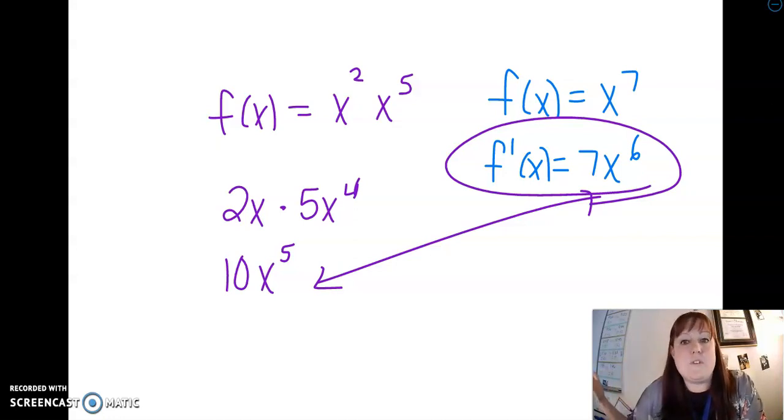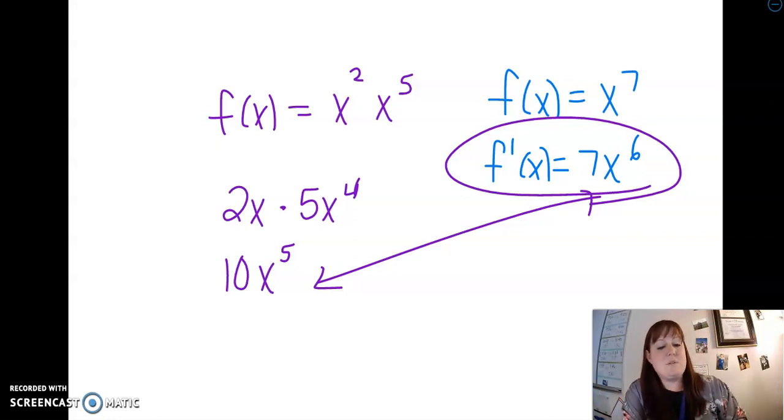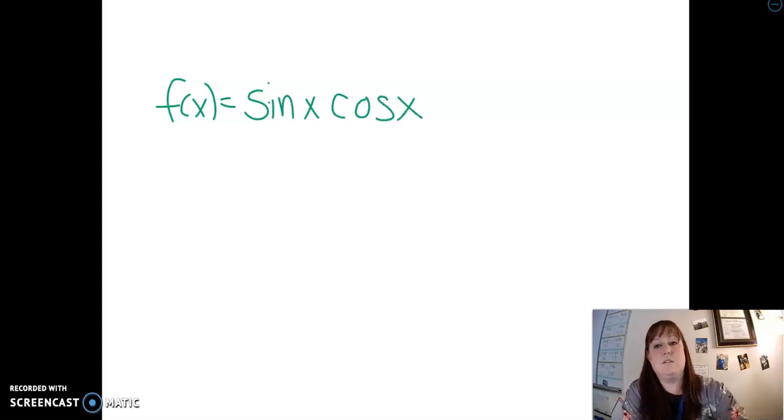So how do we find the derivative of two functions multiplied together? Because sometimes we can just do algebra to combine them, but there's some functions, and you don't know how to do this one just yet, but what if we had sine x times cosine x? We can't just combine them, right? And so we have to figure out how to take the derivative of something like that when we have two functions multiplied together. So the product rule comes down to this.